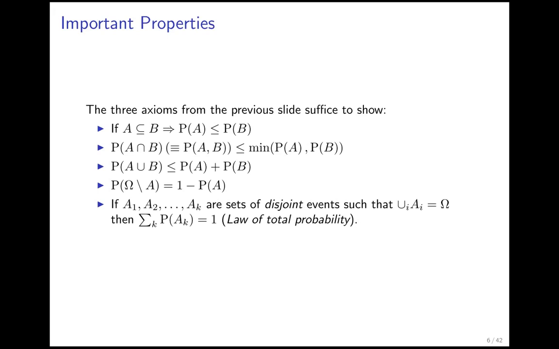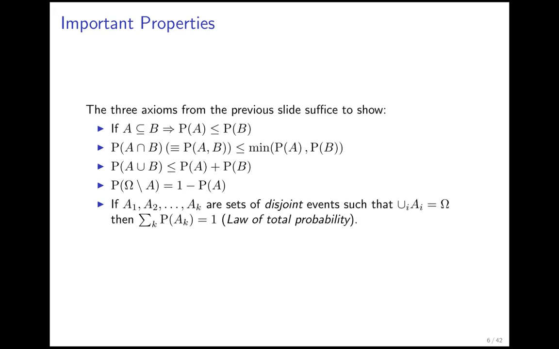The first property that you can prove is that if you have two sets of outcomes, two events, A and B, and if the event A is contained in the event B, then the probability of the larger event B is at least as high as the probability of the smaller event A. Well, that sounds reasonable. We have more possible outcomes, so the probability must be at least as high.